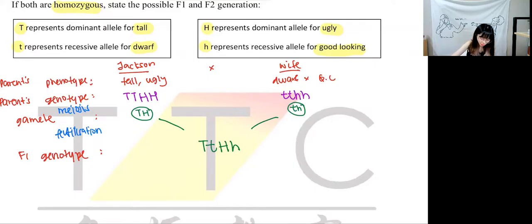Okay, and then we have the next one, which is F1 phenotype. What is phenotype? Phenotype means physical appearance. When you have dominant, we always follow the dominant characteristic. What is the dominant characteristic over here? Big T is tall. Big H is ugly. So it means Jackson's first generation, Jackson's children, will be all tall and ugly, because this is the result, right? All tall and ugly. Now we have to find the F2 generation.